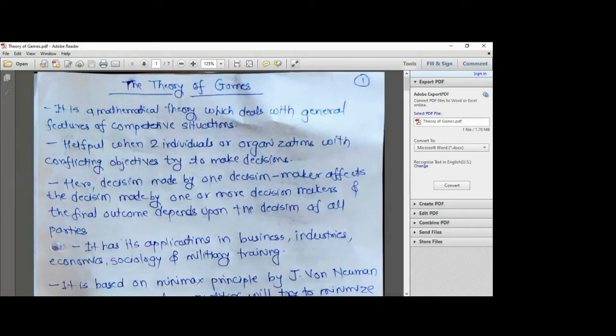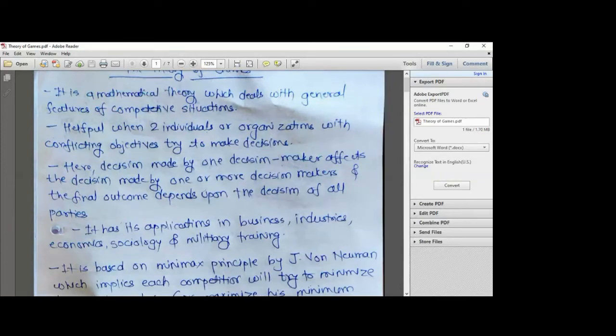So what is the theory of games? It is a mathematical theory which deals with the general features of competitive situations, right? So this word is very, very important.